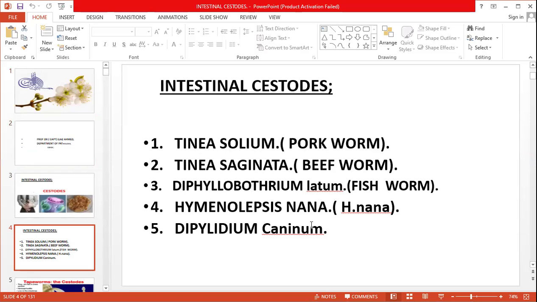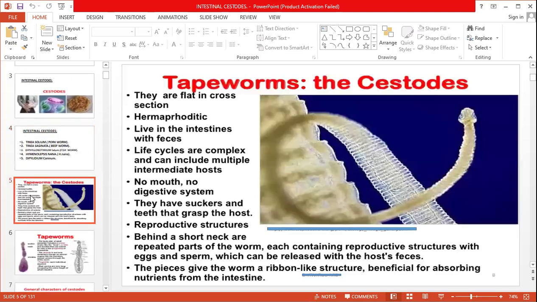Hymenolepis nana or H. nana, and Dipylidium caninum. These are the main five intestinal cestodes we will study today. They are flat in cross section. Hermaphroditic means there is one parasite having both the male and the female sex present in one parasite. That means the sexes are not separated.